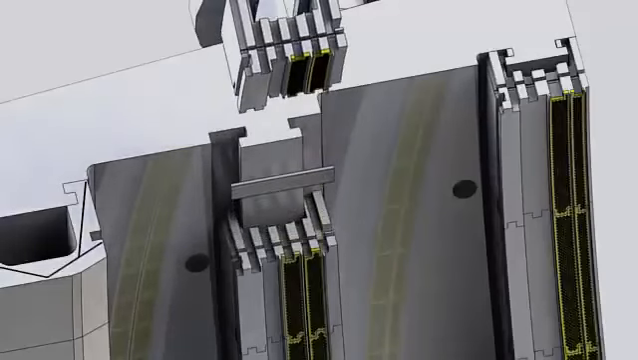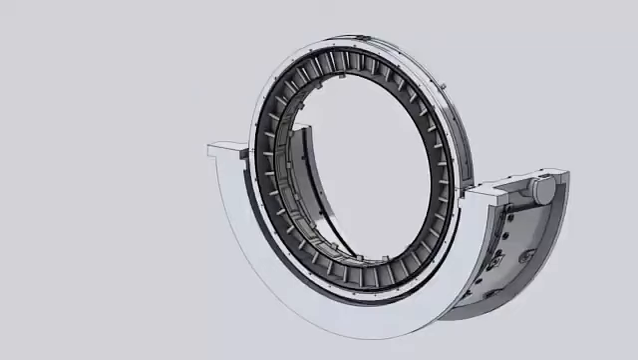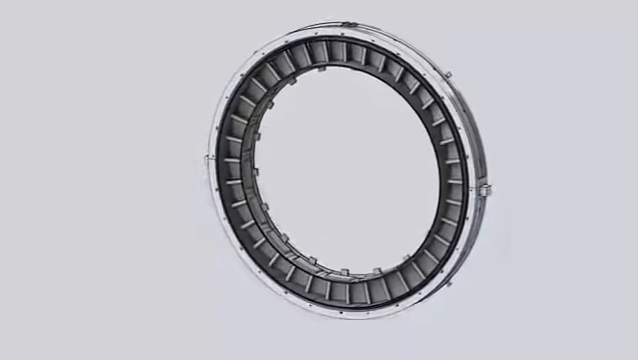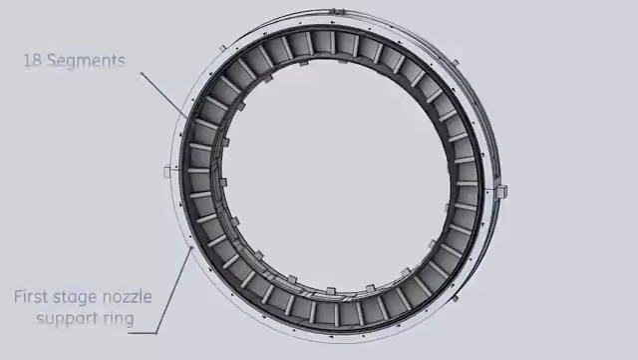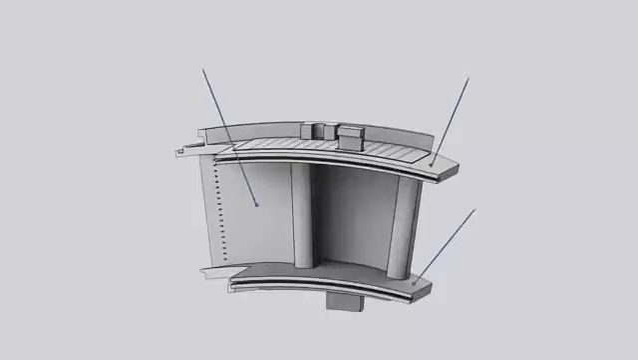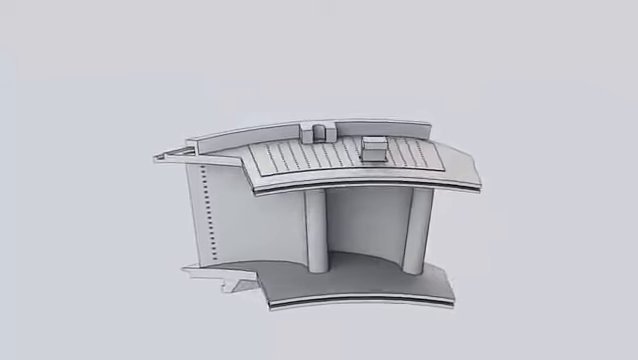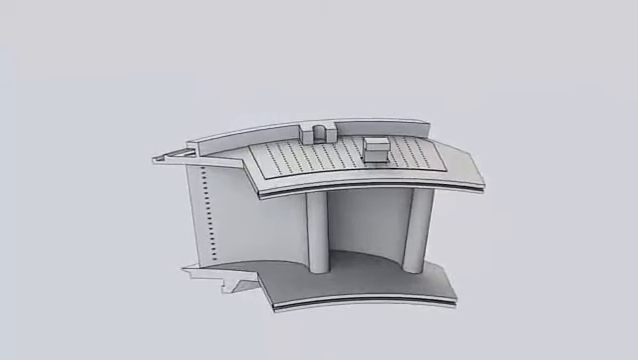Shrouds of the last 2 stages are sealed by interconnecting tongues and grooves and by key seals. In the first stage nozzles, hot gases received from the combustion system are expanded and directed to the first stage rotor buckets. The first stage nozzle consists of 18 cast nozzle segments. Each segment contains 2 airfoil partitions. These partitions are hollow. This permits the relatively cool compressor discharge air to cool the nozzle segments by entering from the impingement plates and exiting through holes on the trailing edge into the hot gas path.